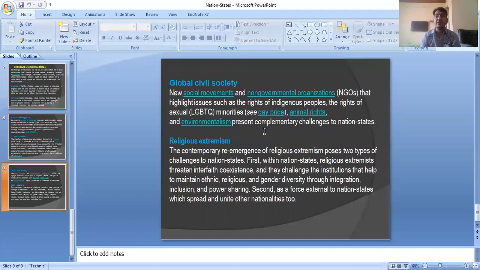Similarly, we have the rights of animals, and environmentalism, where you feel that our environment is degrading every day. There are lots of issues of pollution, climate change, global warming. This is not an issue of any one country. So in this case, environmentalists feel that we need to take some sort of action to protect our environment.